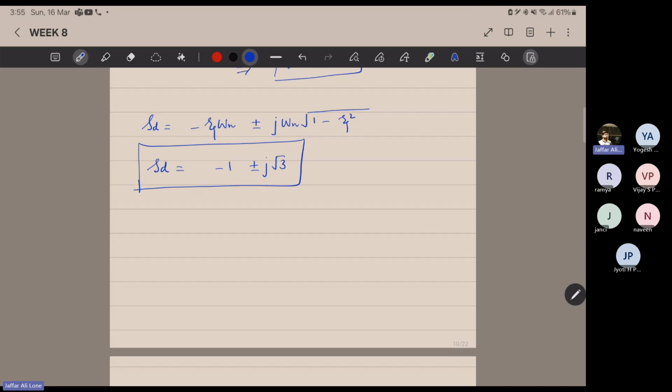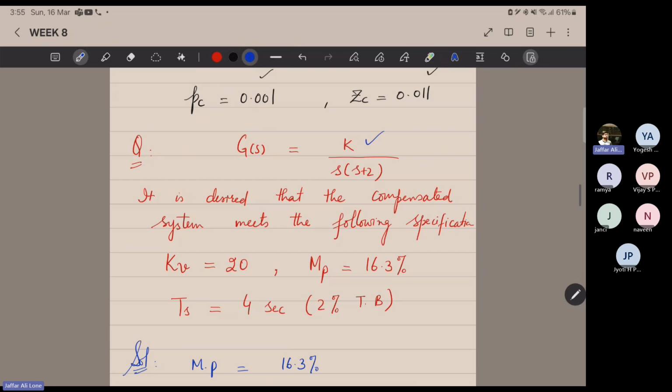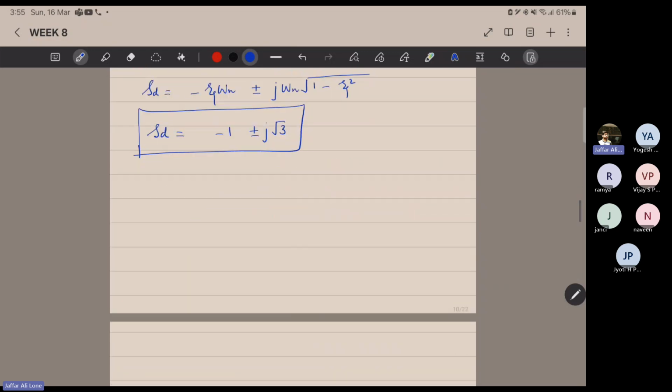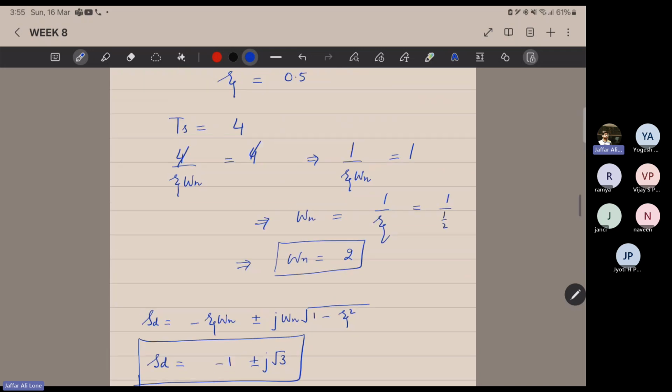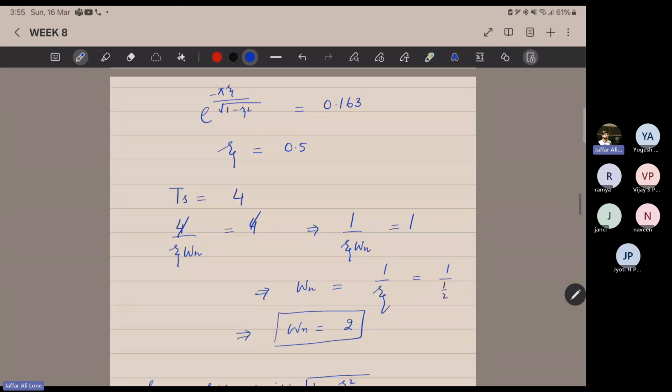Right? So there is this gain K. So you need to find this value of gain K. Okay, one more thing. So we are given these specifications. Settling time is 4 seconds and the overshoot is 16.3.